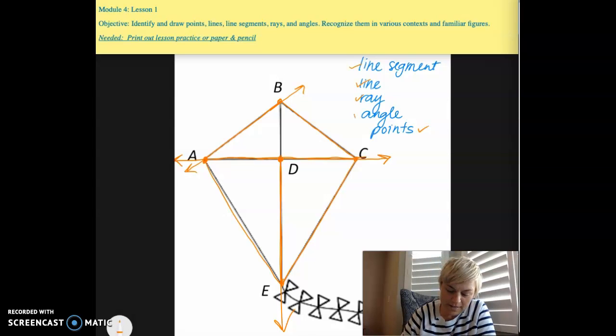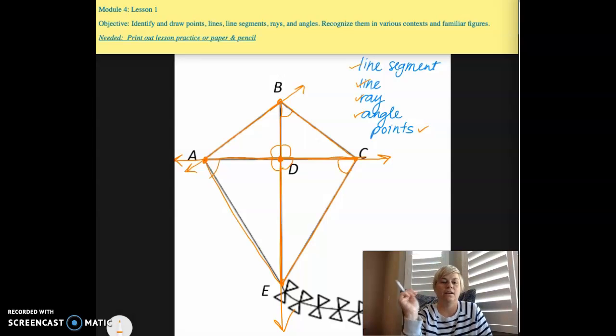All right, do we have any angles? Yes, lots of angles. There's one there. That would be angle EAD. Angle, how about DBC right there? Angle DCE right there. Lots of angles all over. And angles here too. All of these are angles as well. All right, so we can find these in familiar things too, not just random things drawn on a paper.